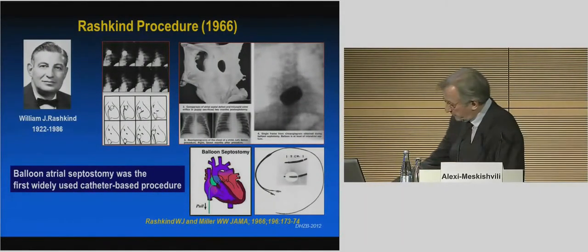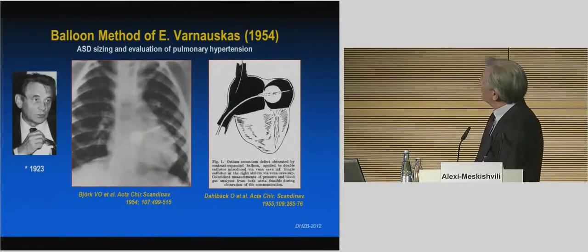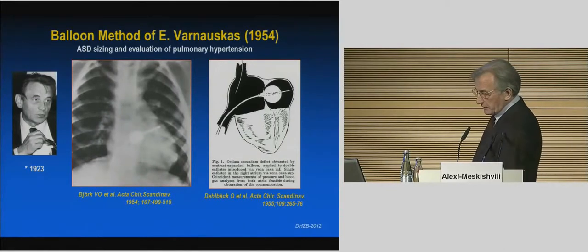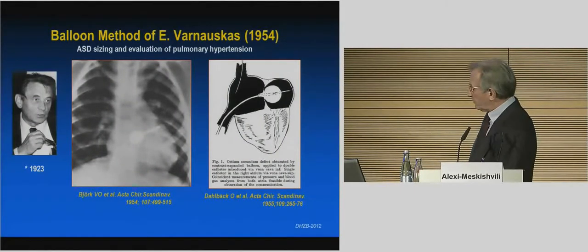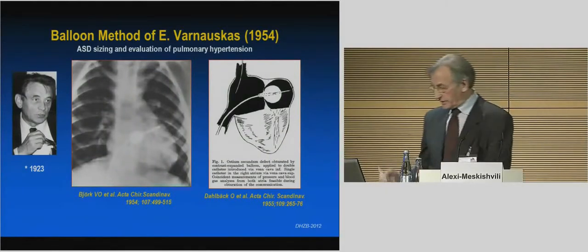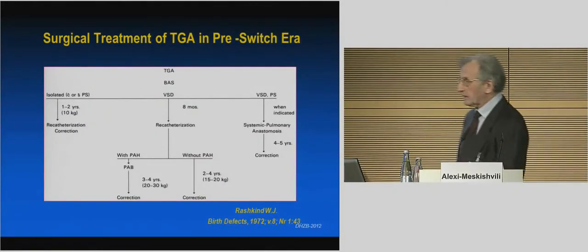But I want to remind you that the first balloon catheter in congenital heart disease was used by Rudolph Barnauskas, who worked with Viking Björk, and they used it at that time, in 1954, for sizing of atrial septal defects, because many patients operated on at that time died after the operation because of high pulmonary hypertension. He tried to find out at that time which patient is a good candidate for operation and which is not. They closed the ASD with a balloon and measured the pressure in the pulmonary artery with another catheter. And as you know, the sizing is still performed now, but for other reasons: sizing the ASD for closure with an occluder.